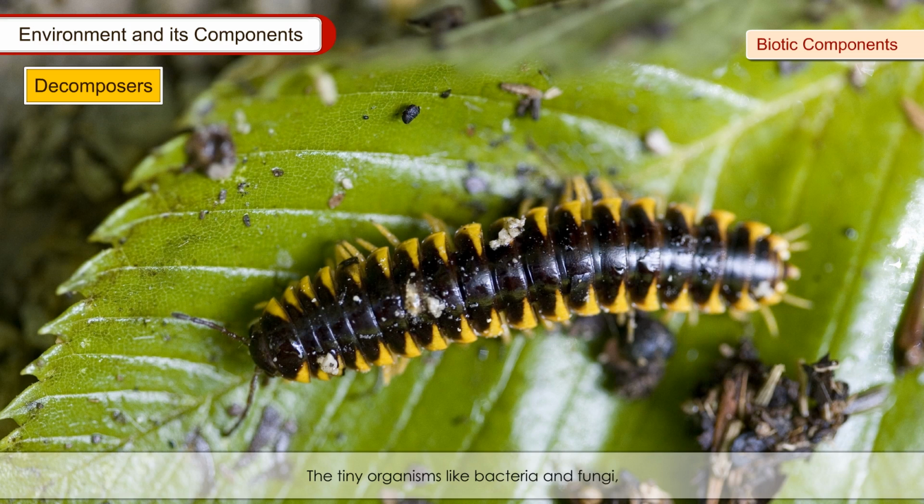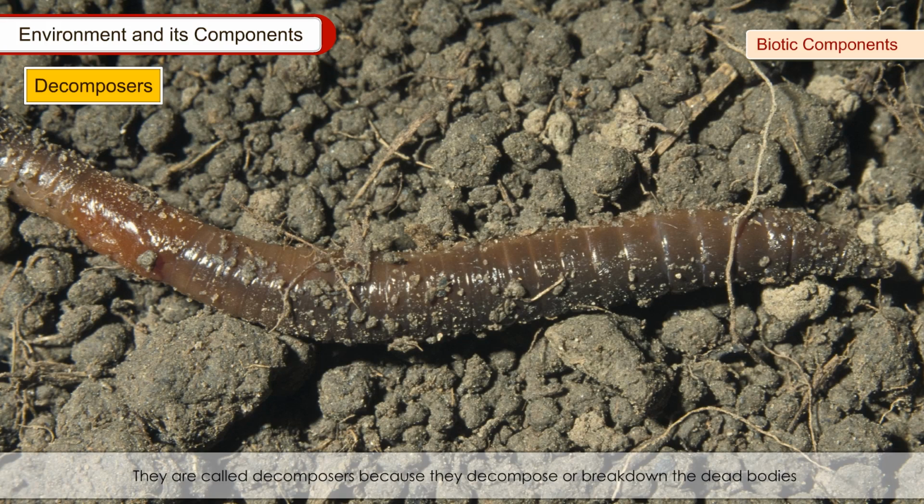Decomposers. The tiny organisms like bacteria and fungi, some insects and snails obtain their food by feeding on dead plants and animals. They are called decomposers because they decompose or break down the dead bodies of living things into smaller particles. The decomposers recycle the nutrients in nature.